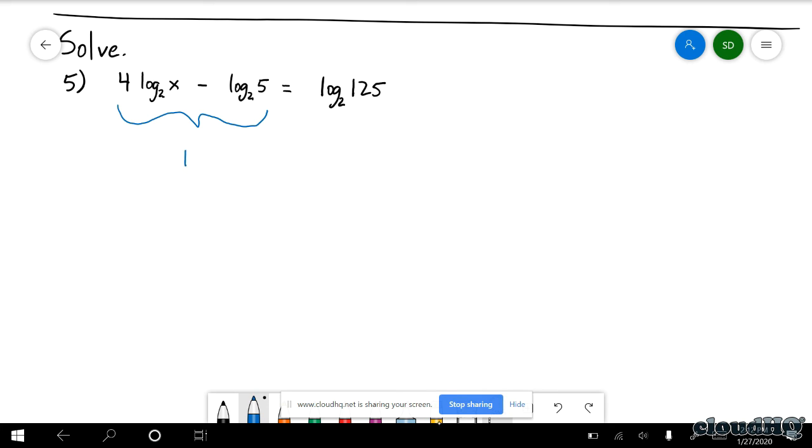So it will be a log base 2. Is it going to be a fraction? Yes, because of that minus. The x, notice it's going to be x to the 4th. We'll have to go in the numerator. And the 5 goes in the denominator. So we can write it this way.